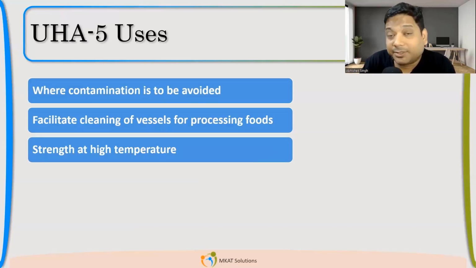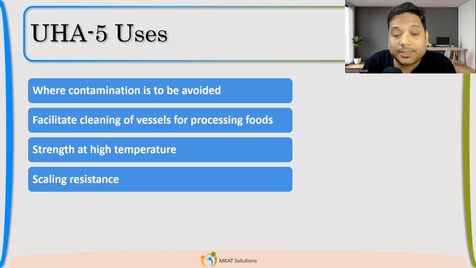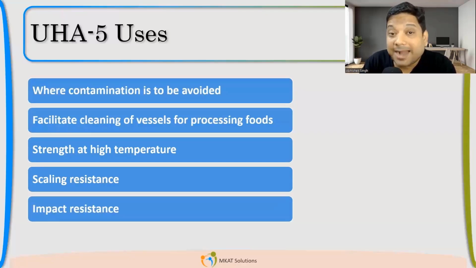Strength at high temperature is also very good. So if that is the application, there also we can use SS material. Scaling resistance, like any corrosion allowance, SS is very good in corrosion. So there also it finds its application. Impact: SS is a very ductile material. It has very good impact properties.